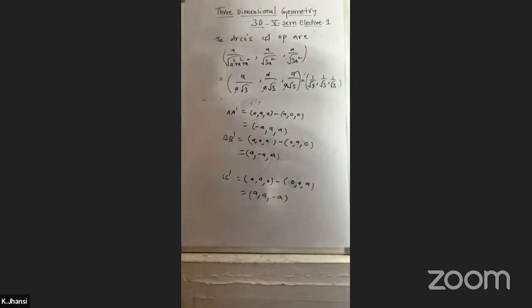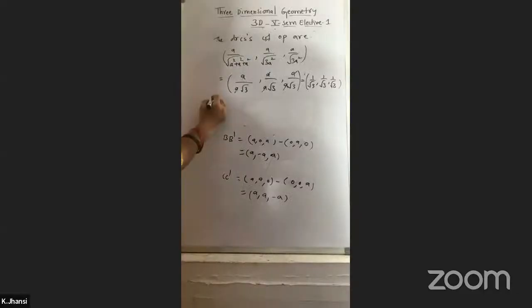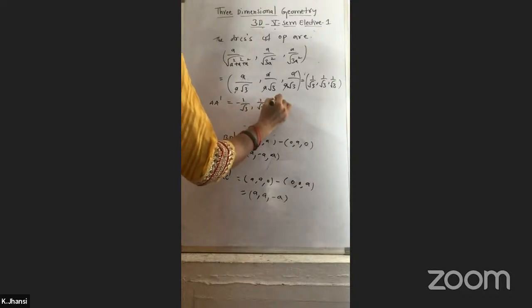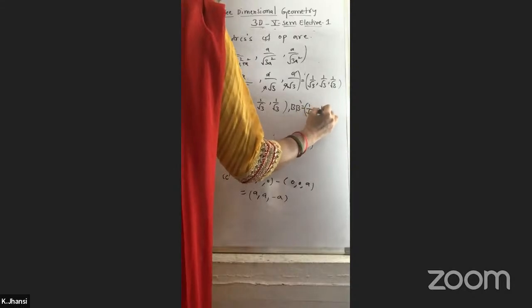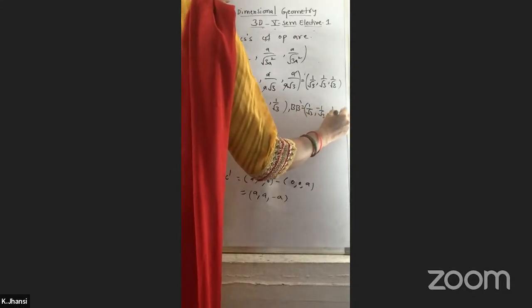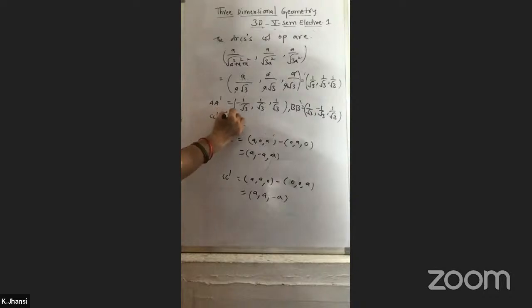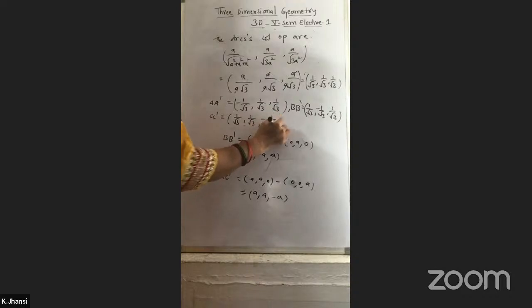Similarly, if you take A dash, it is here minus 1 by root 3. Only the minus sign changes. So for this, minus 1 by root 3, 1 by root 3, 1 by root 3. For BB dash: 1 by root 3, minus 1 by root 3, 1 by root 3. Next, CC dash is equal to 1 by root 3, 1 by root 3, minus 1 by root 3. Okay. Now we have all the values.